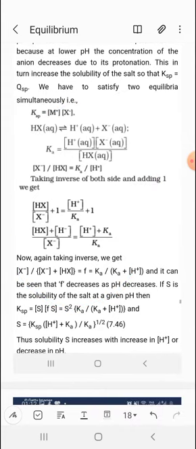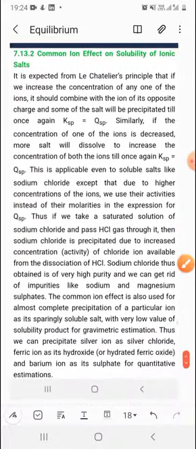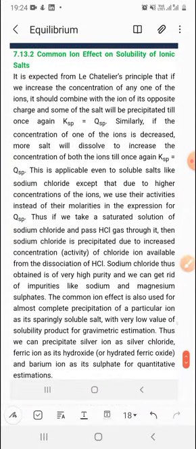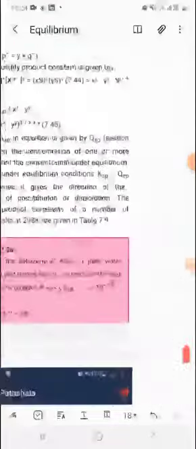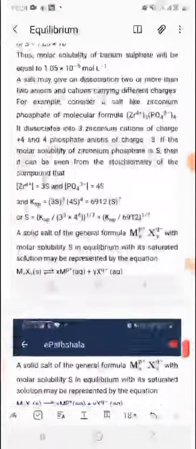Just leave it, and you must know the idea regarding the common ion effect on the solubility of ionic salts. If you add any common ion to the ionic salt, it will follow Le Chatelier's principle, and your equilibrium will shift in the direction where it can cancel out the effect which you are making on the equilibrium. So this is all about the topics which were left in the equilibrium chapter, and I have covered it all.